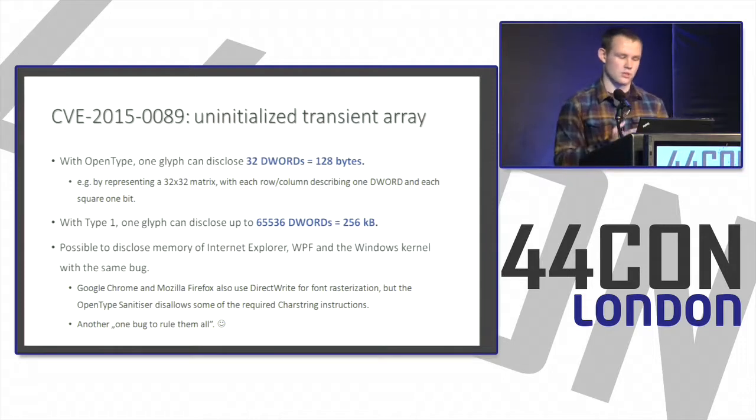With Type 1, you could control the size of the transient array that you're leaking bytes from. And it was possible to disclose memory from Internet Explorer, Windows Presentation Foundation, and the Windows kernel with the very same bug. Unfortunately, or fortunately, Chrome and Firefox, even though they also use DirectWrite, which was susceptible to this bug, use a project called OpenType Sanitizer, a very small library that sanitizes fonts prior to having them fed to external font engines, and it prevented this bug from being exploited. So it's kind of like another one bug to rule them all.